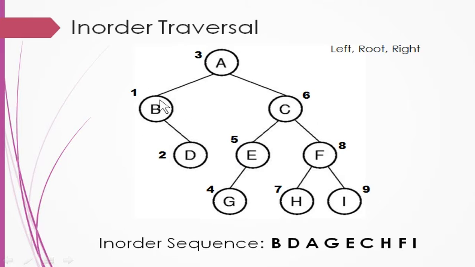Now after the left node is completed, next you are going for the root. So you are going to mark A as the third in sequence. So A is third in sequence, and then you are going to the right. Okay, so left and root is over, then you are going to the right. In right, first you have to go to left. So you are going to the left node of C.